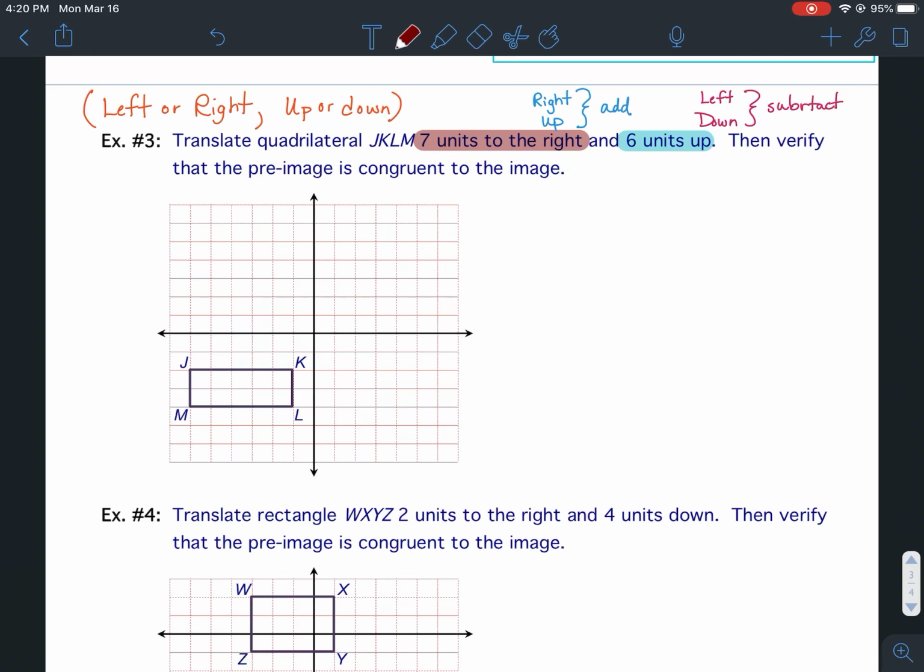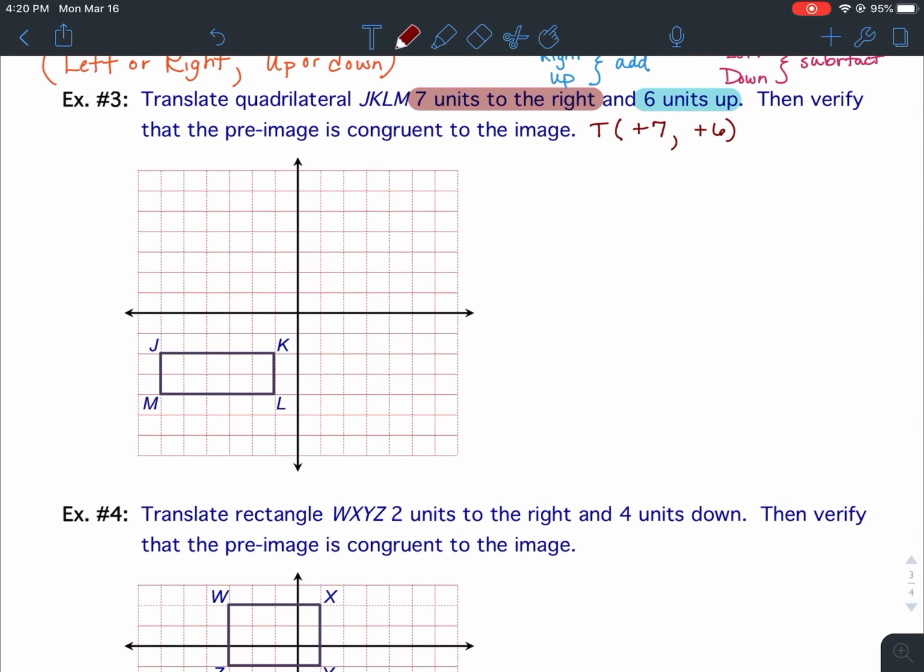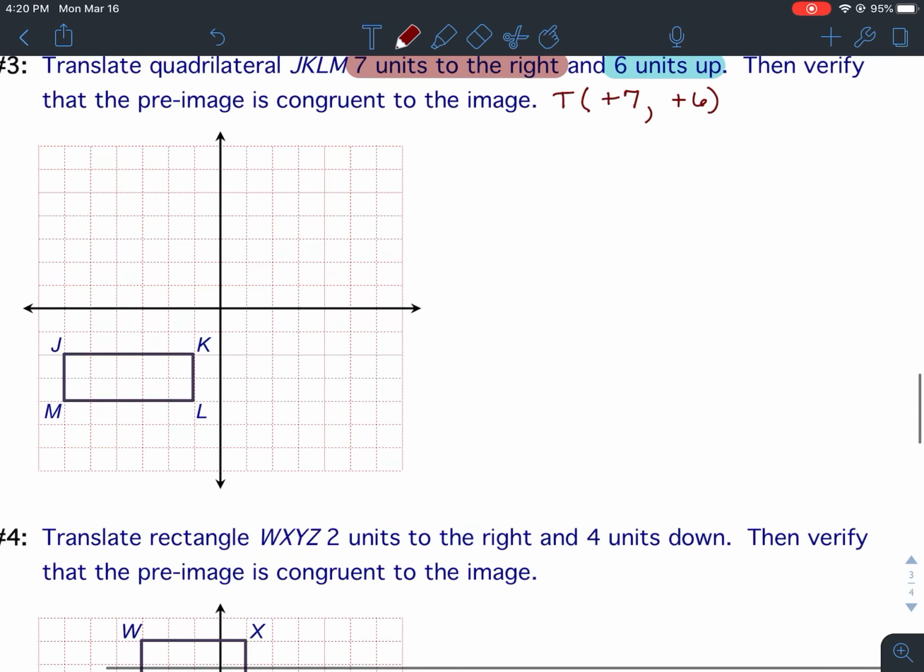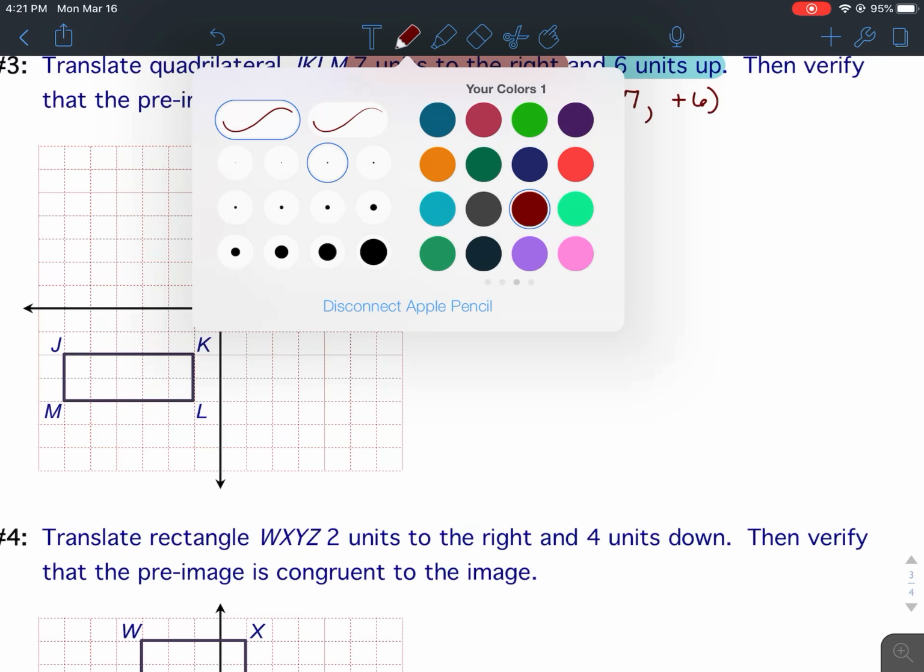So the translation will look like, since it's to the right, adding 7. And since it's up, adding 6. We will add 7 to your x-coordinates, and we'll add 6 to the y-coordinates. Please remember to write small, because there is a lot of writing involved in these. All right, so we need to find our original ordered pairs. So we're going to have to find the ordered pairs for J, K, L, and M.